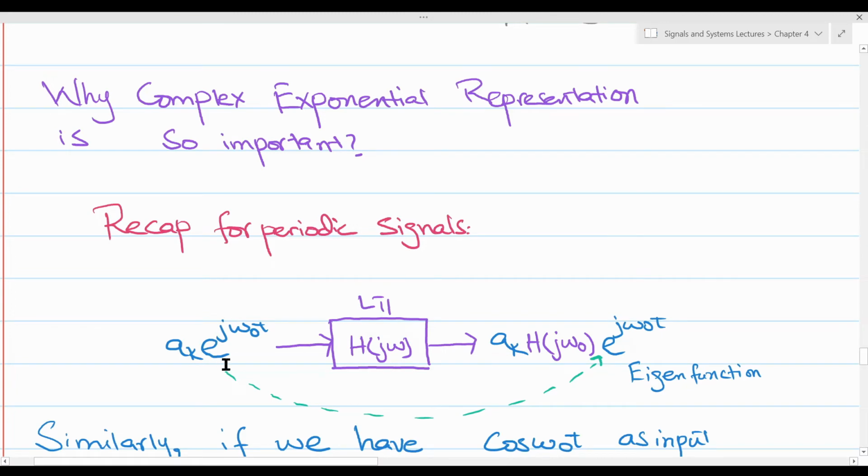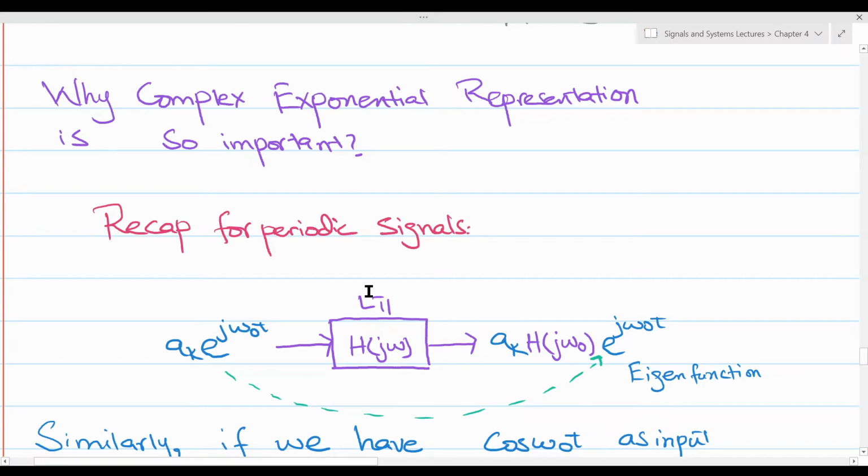Before answering this question, let's have a brief recap for the periodic signals. Suppose there is a periodic complex exponential signal which is subjected to an LTI system having a frequency response of H of omega. As we have learned in chapter 3, the same complex exponential will turn out in the output as well. However, it will have some scaling which is defined by the system's frequency response at this particular frequency. And since the system is linear time invariant, if the input is multiplied by a coefficient a k, the output also will be multiplied by the same coefficient.